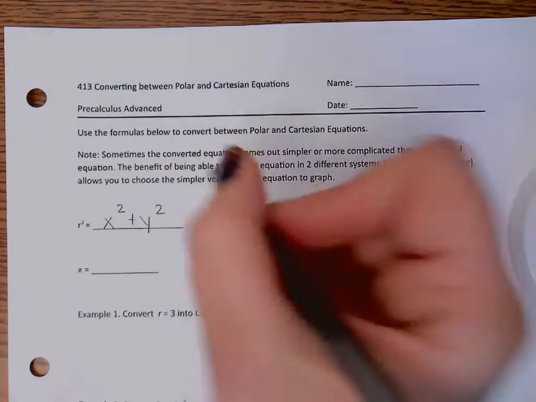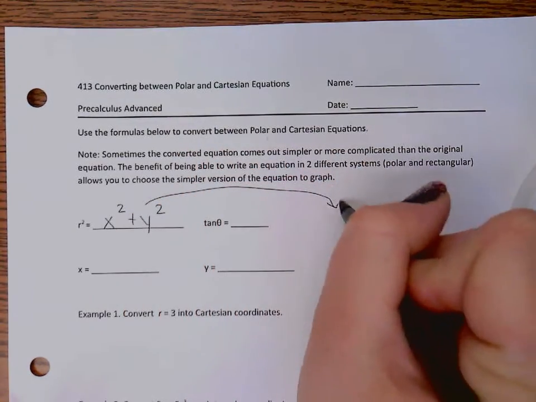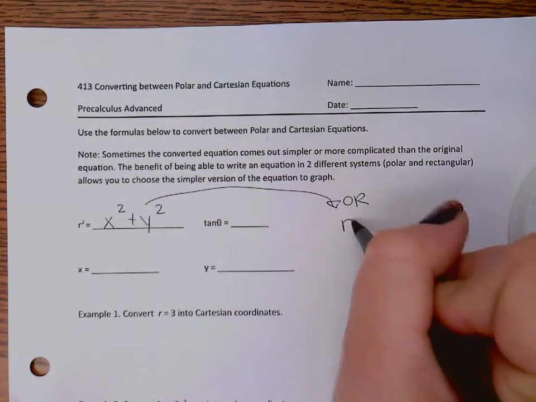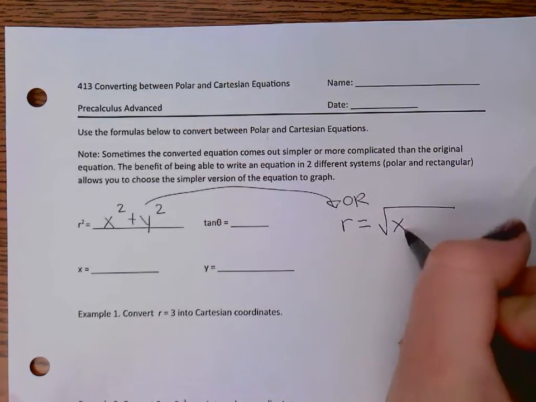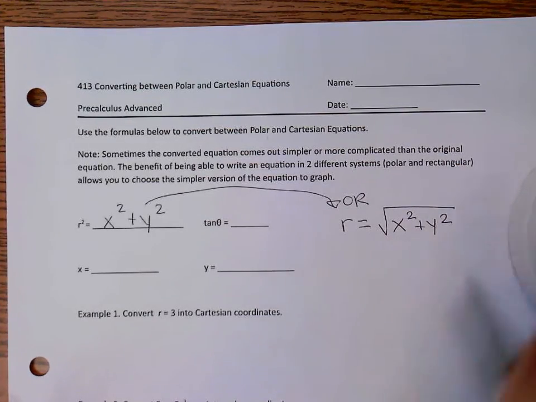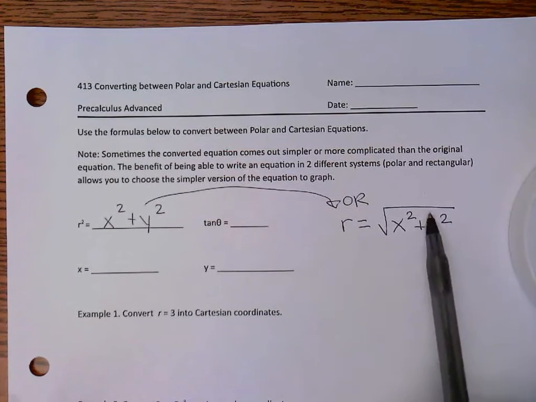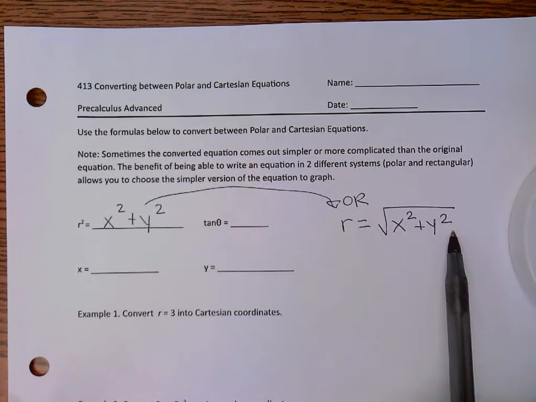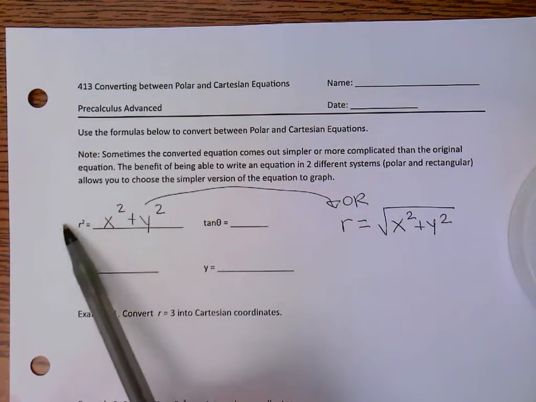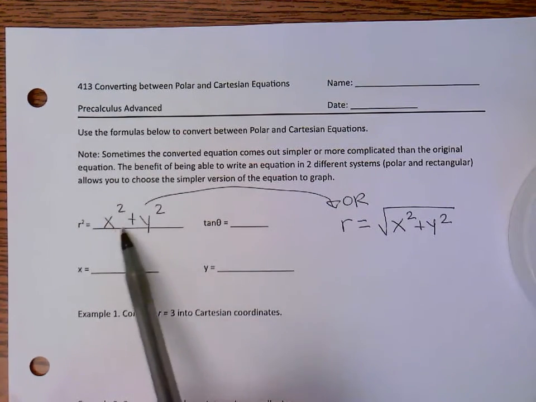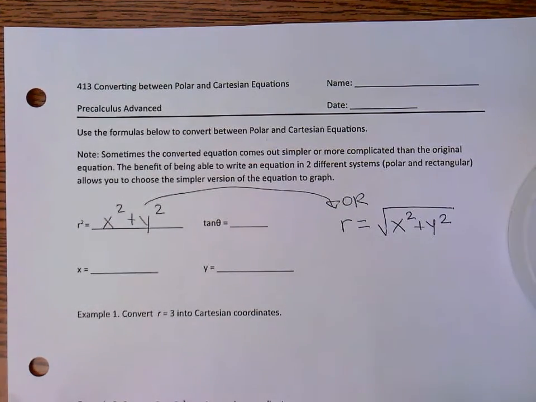I'm just going to write that another way. So you could also write it as r equals the square root of x squared plus y squared. So if you ever see r by itself, you could substitute this in directly for r. If you ever see r squared by itself, you could substitute in x squared plus y squared. So it depends on what the equation is telling you.